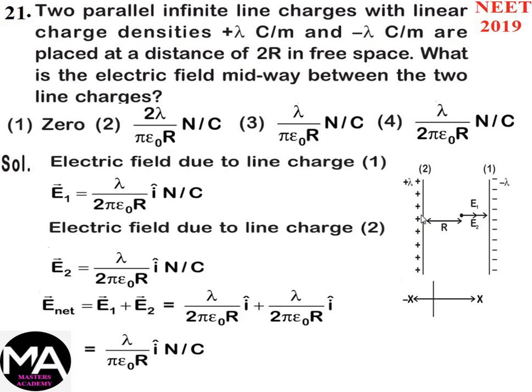Now the electric field due to line charge 1 is given by lambda by 2 pi epsilon naught into r. Electric field due to line charge 2 is also lambda divided by 2 pi epsilon naught into r. Therefore, the resultant electric field is E1 plus E2, which is lambda by 2 pi epsilon naught into r, 2 times. So 2 by 2 cancels, you will get lambda by pi epsilon naught into r, which is nothing but the third option.